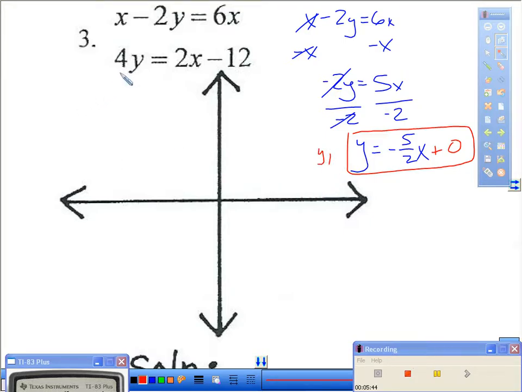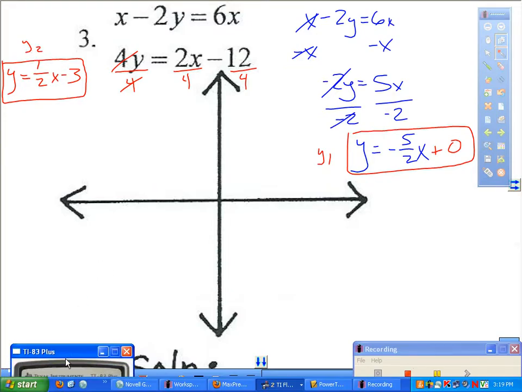Our second equation, we just need to take one step to get y by itself. We need to divide both sides by 4. So 4 divided by 4 gives us 1. So y equals 2x divided by 4. Well, 2 fourths reduces to 1/2, so 1/2 x. 12 divided by 4 is 3, so minus 3. And at this point, our second equation is ready to be entered into y2 in our calculator.